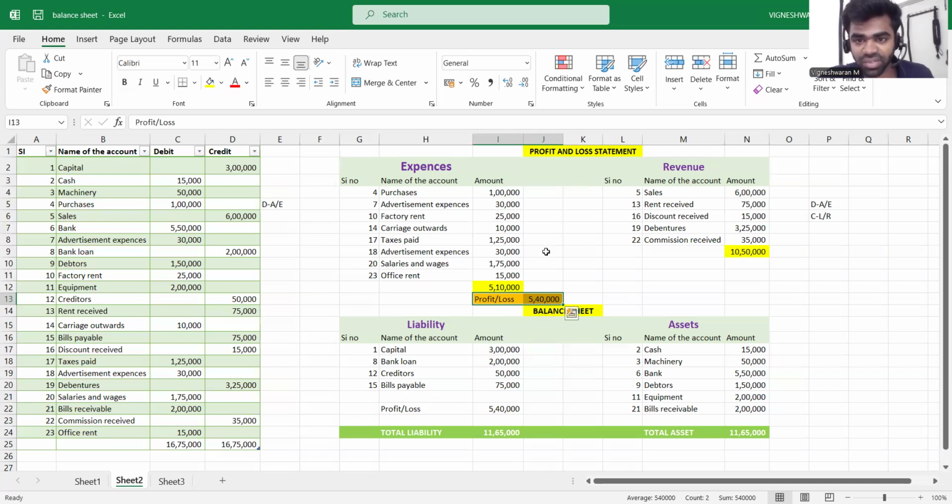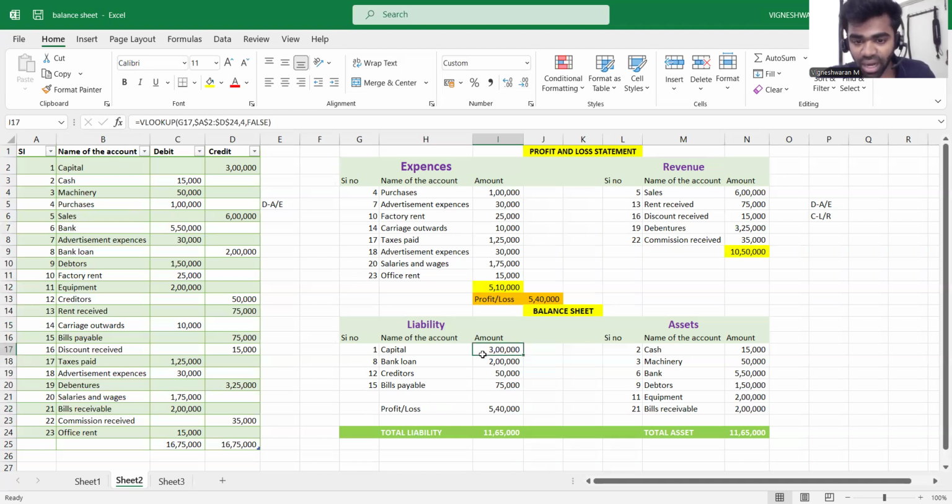So first we have to put this profit and loss statement, in which we calculate whether we have got a profit or a loss. Whatever the value may be, it can either be a profit or a loss, and we have to include that as a liability. So I am including this profit and loss at the last. It is 5,40,000.